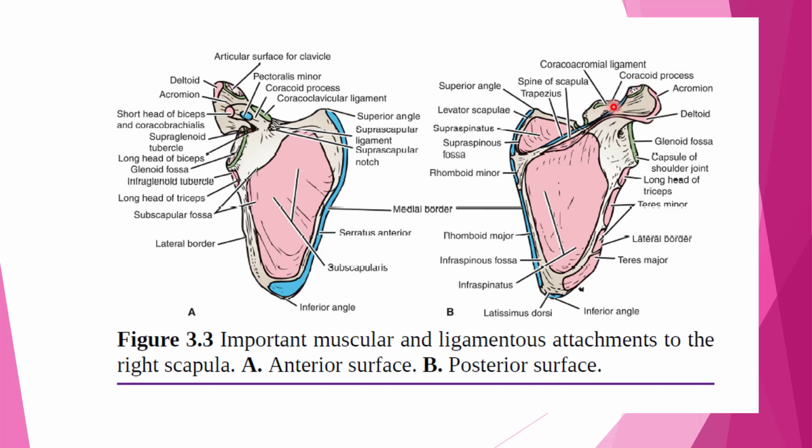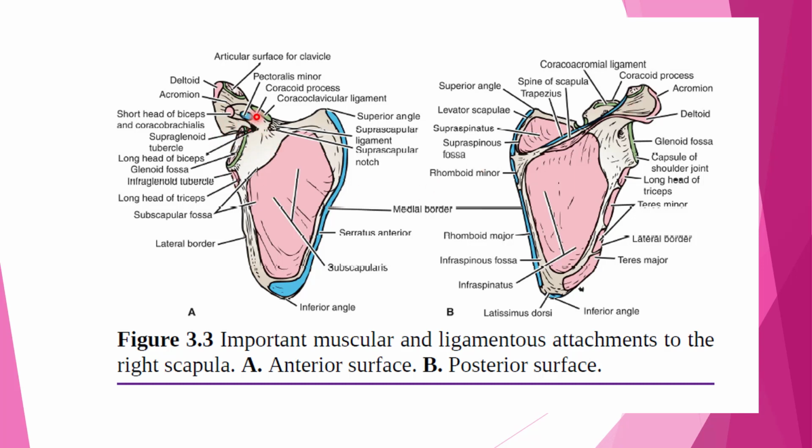Now we will see the trapezius muscle. Trapezius muscle is inserted into the upper border of the crest of the spine of the scapula and the medial border of the acromion. It is present on the medial border of the acromion and the upper border of the spine of the scapula. This is trapezius muscle.